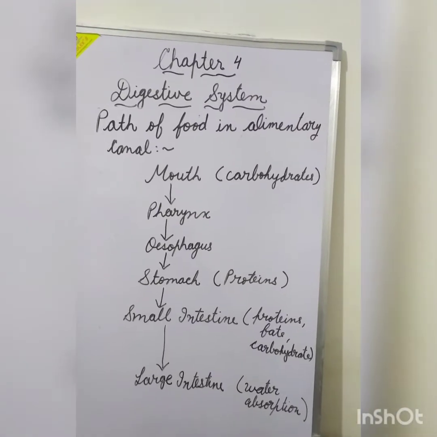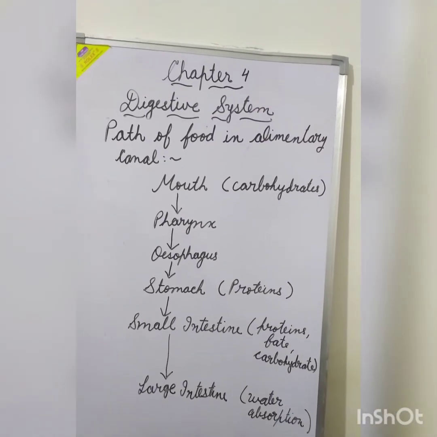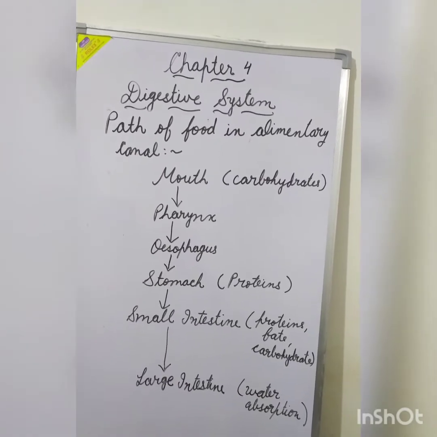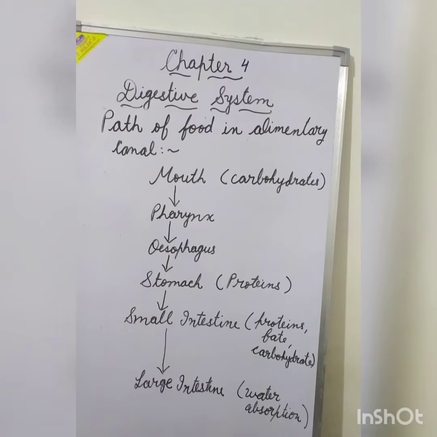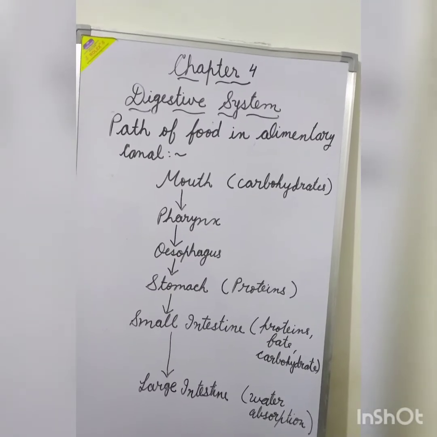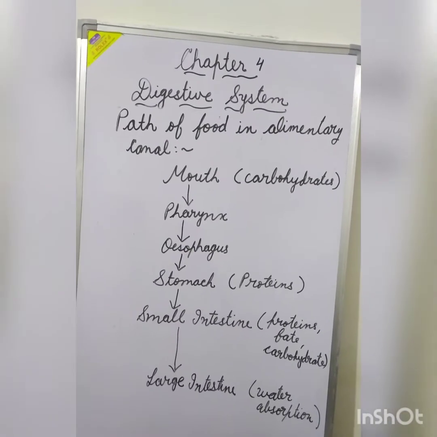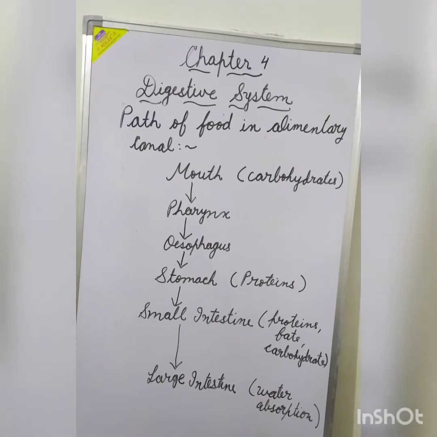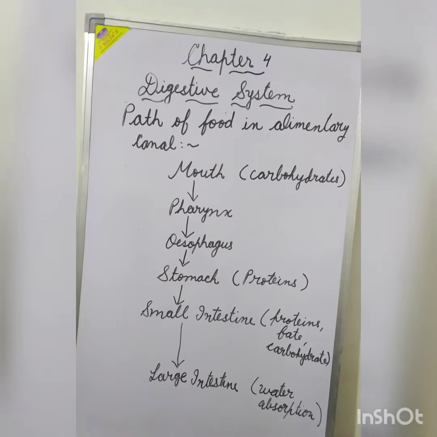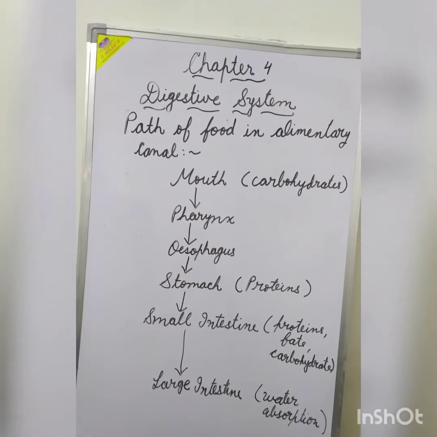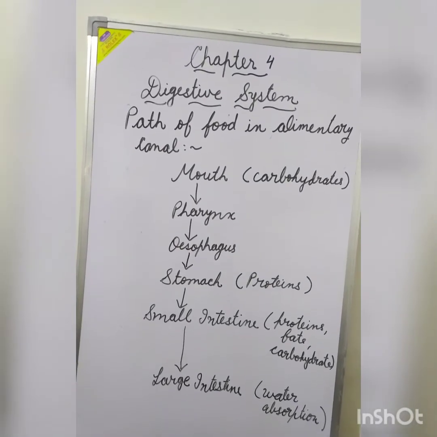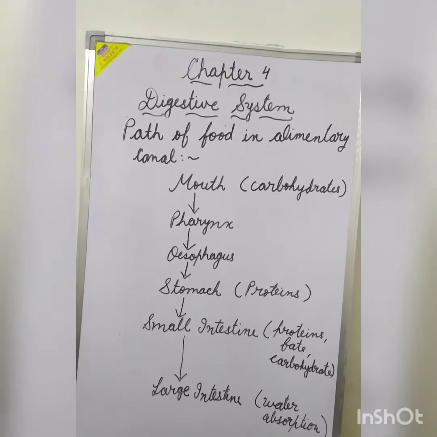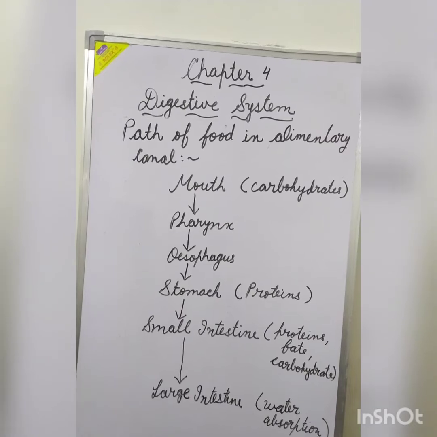So, to summarize the path of food in the alimentary canal, the digestion starts from our mouth. The carbohydrate is digested in the mouth. Then that food is passed on to the pharynx, from pharynx to esophagus. In pharynx and esophagus, no digestion takes place. From esophagus, the food is passed to the stomach. In the stomach, the proteins are digested.